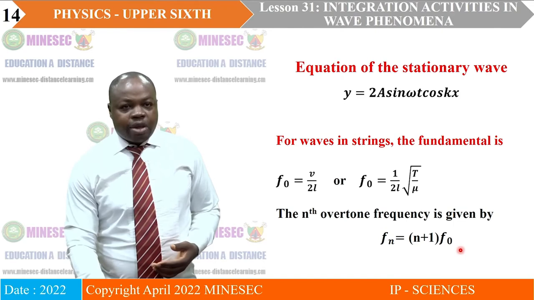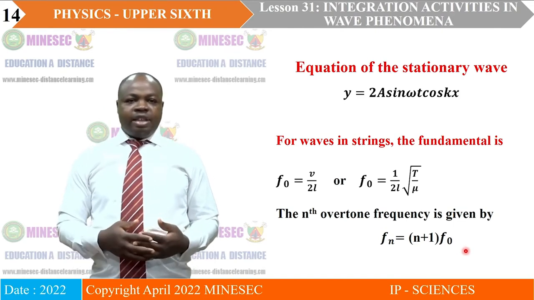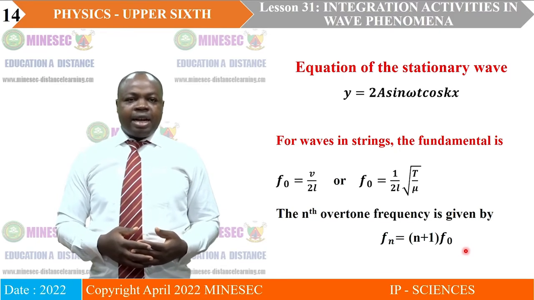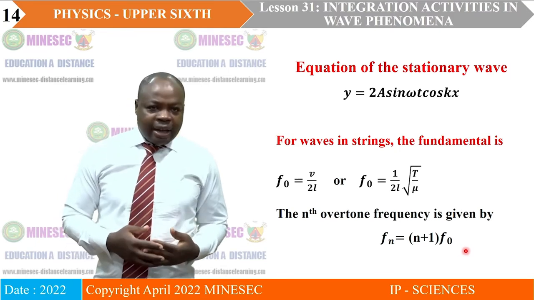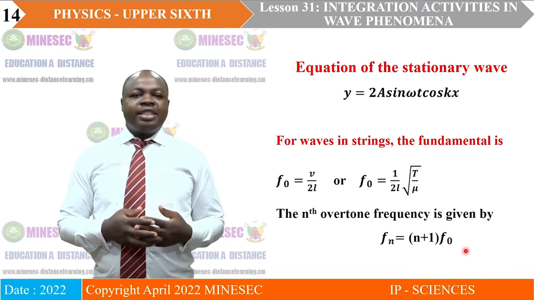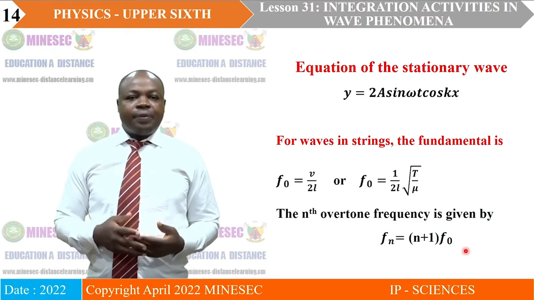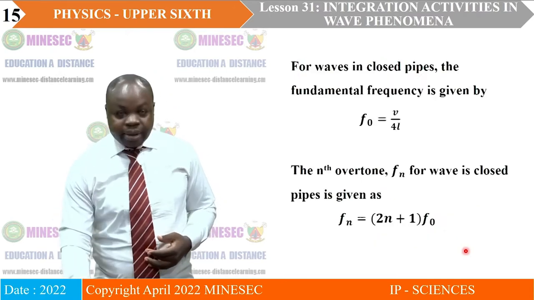The overtone frequency for waves in a string is calculated as Fn equal to (n plus 1) F0, where Fn is the nth harmonic frequency. F0 is the fundamental frequency.